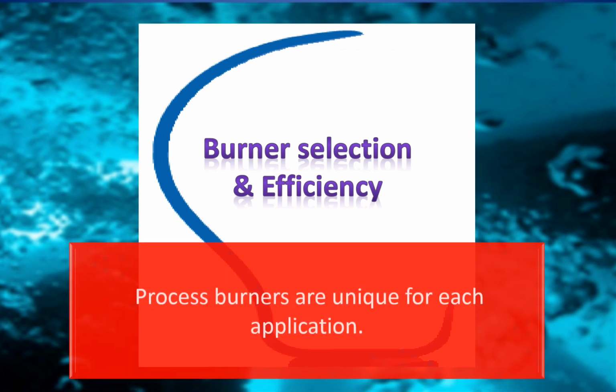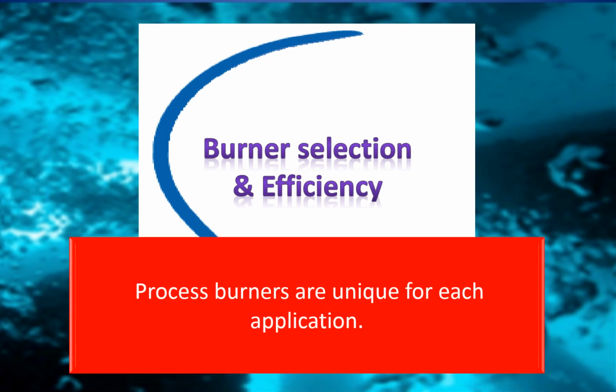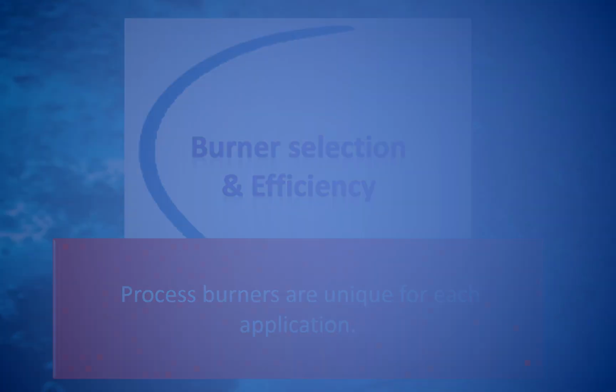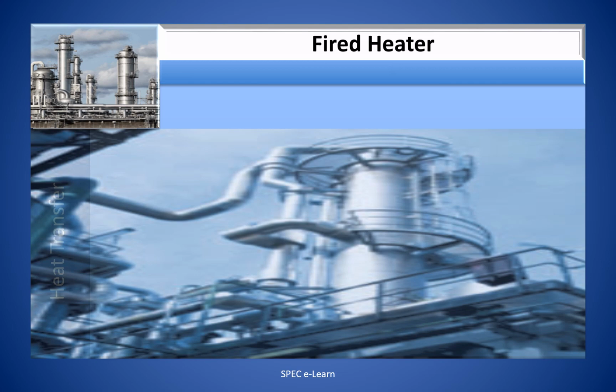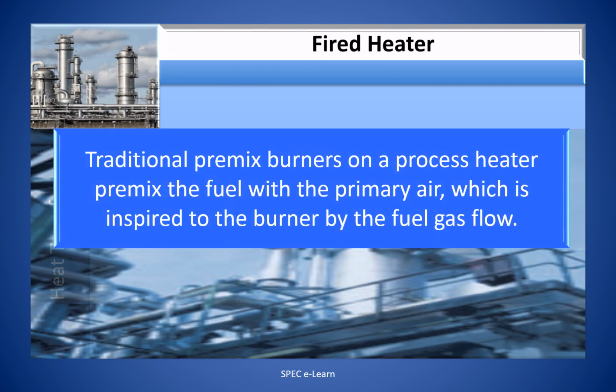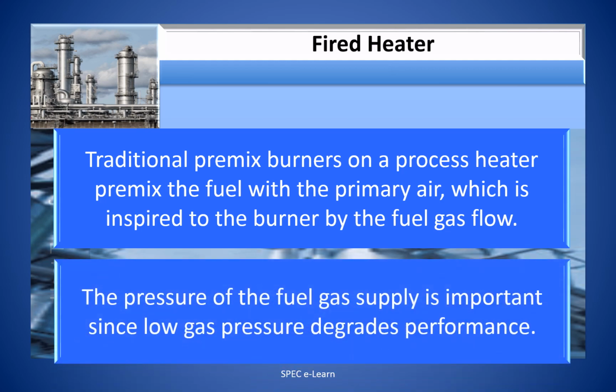Burner selection and efficiency. Process burners are unique for each application. Traditional premix burners on a process heater premix the fuel with the primary air, which is inspired to the burner by the fuel gas flow. The pressure of the fuel gas supply is important since a low gas pressure degrades its performance.